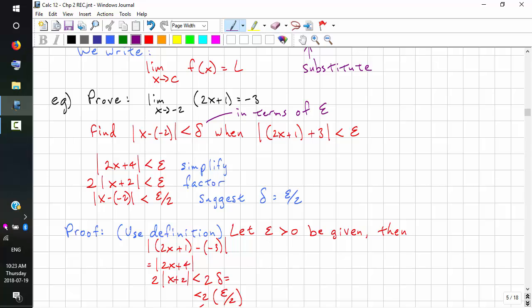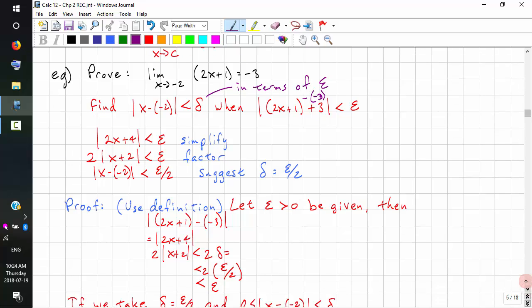So find the absolute value of x minus -2 is less than delta when the absolute value of 2x plus 1 plus 3 is less than epsilon. Okay, so this really is minus -3, which becomes plus 3. So we take this, we simplify this, and we need to make it look like this. So what we need to do is factor this one. So we factor this out, and x plus 2 can be rewritten as x minus -2. We bring the 2 over to the other side. So this tells us delta is epsilon over 2.